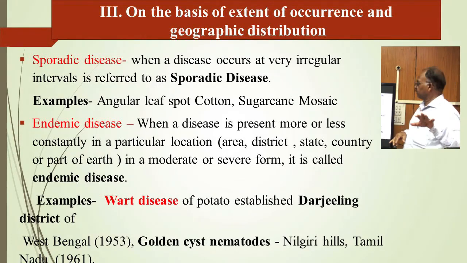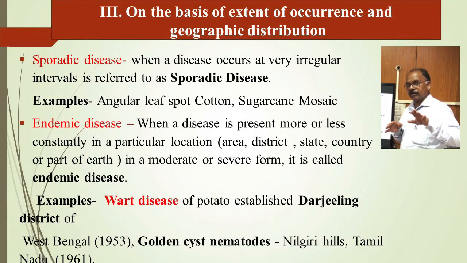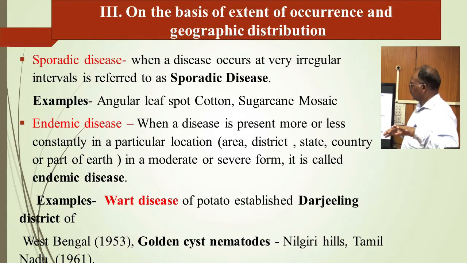When a disease occurs at very irregular intervals, it is referred to as sporadic disease, such as angular leaf spot of cotton and sugarcane mosaic. All these are sporadic diseases. An endemic disease is when a disease is present more or less constantly in a particular location, that is, in a particular area, district, state, country, or even part of the earth, in a moderate or severe form. Then it is called endemic disease.